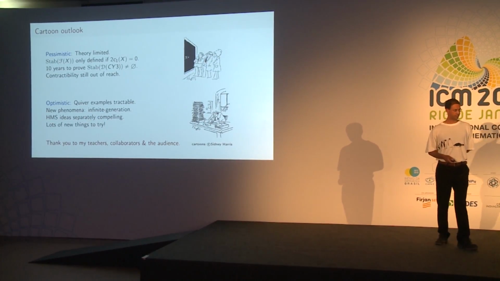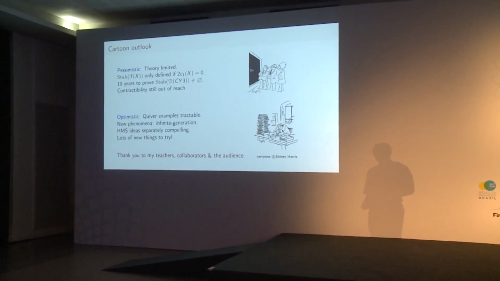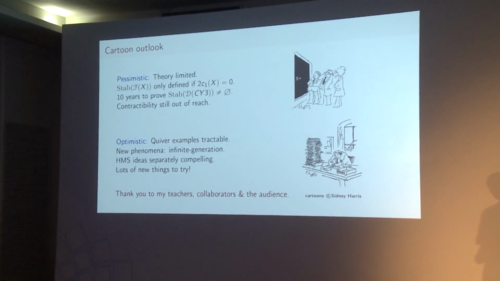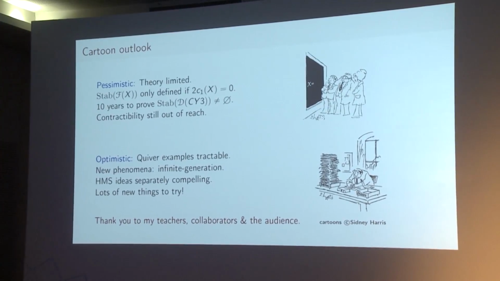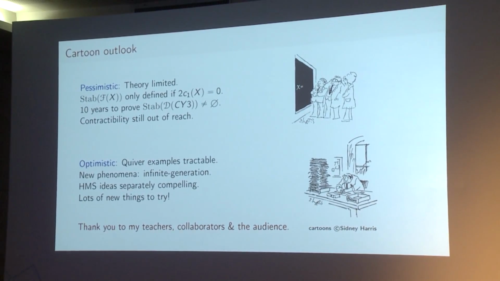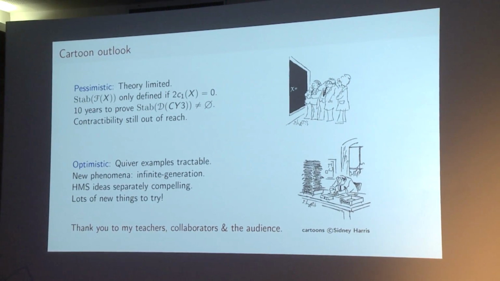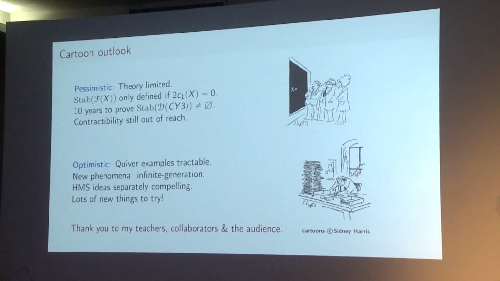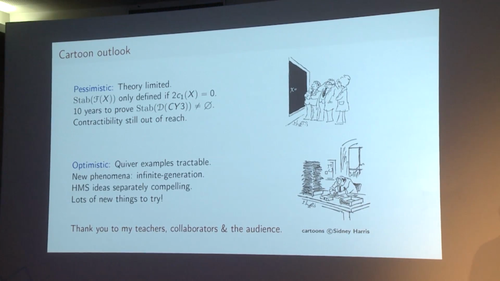Okay, so I think there's a positive and a negative outlook for the future. This theory is limited, I didn't say, but the Fukaya category only has a space of stability conditions if the first Chern class is 0. It's taken 10 years to prove that the space of stability conditions on the derived category of a threefold is not empty. We're way out of bounds of being able to prove it's contractible.